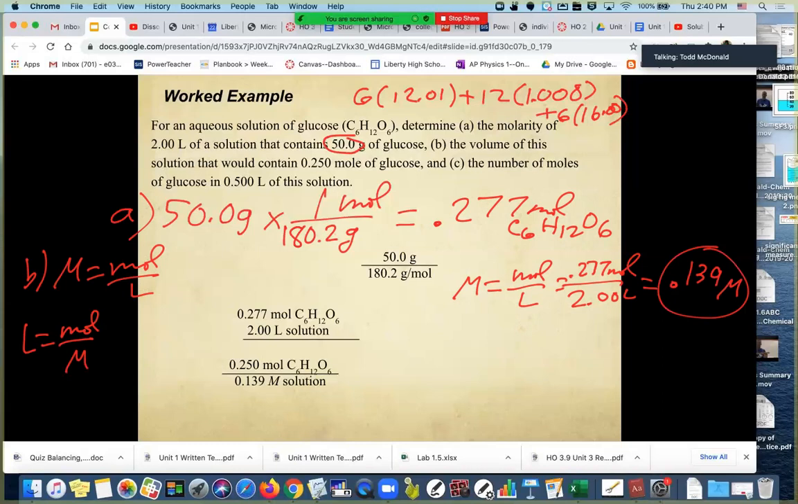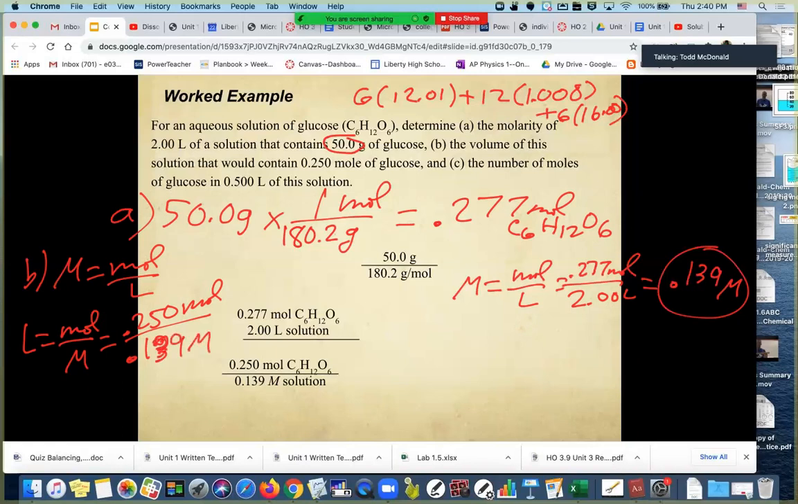So for part B, if I really want to find the volume, all I have to do is take the moles given, 0.250 moles, and divide by the molarity of the solution I'm using, which is 0.139 molar.